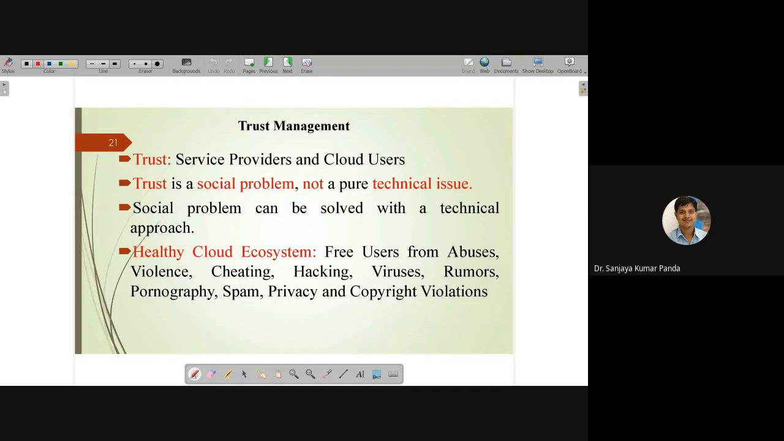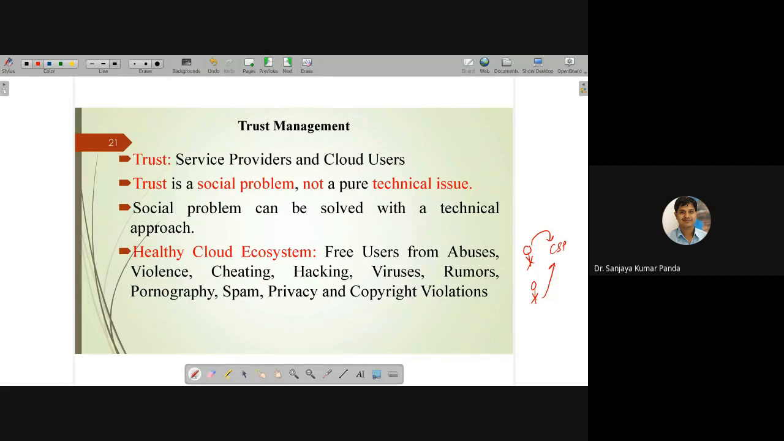But if you see after a decade, nowadays if you want to purchase anything, you go to an e-commerce site rather than visiting a nearby market. You can compare the cost, you can see the feedback, you can see the rating. Based upon that, you can take a decision. So trust is purely between the service provider and the cloud user. One user can say this particular provider, CSP, is providing the services in a very nice way, whereas if you ask another user, he has a different opinion about a particular provider.